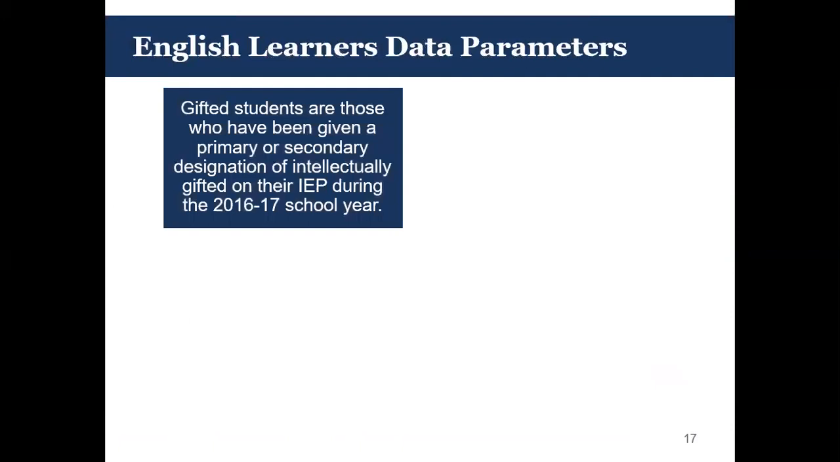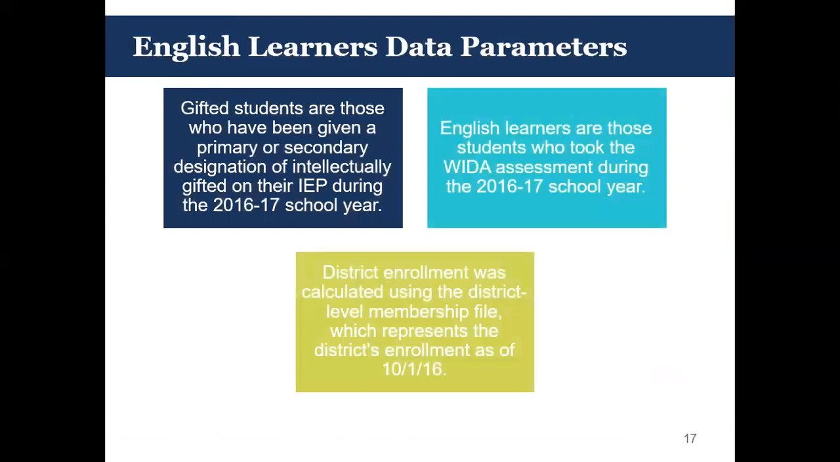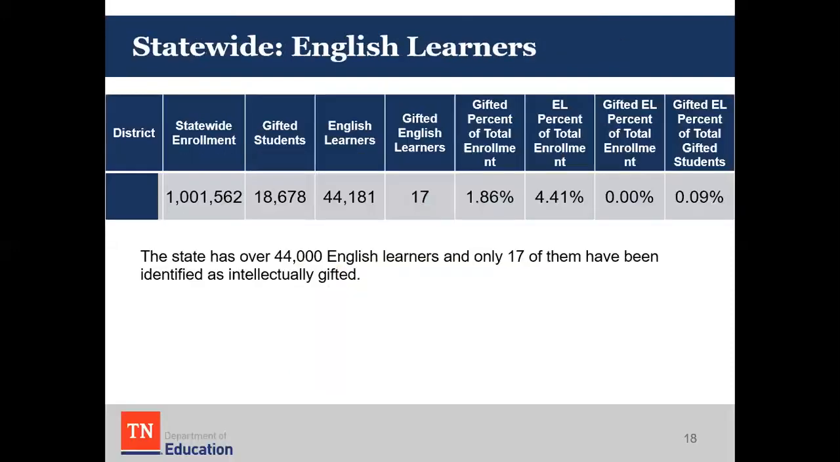Our English learner data parameters: gifted students are those who've been given a primary or secondary designation of intellectually gifted on their current IEP during the 16-17 school year. English learners are students who took the WIDA assessment during the 16-17 school year. And district enrollment was calculated using the district level membership file, which represents the district enrollment as of October 1st, 2016.